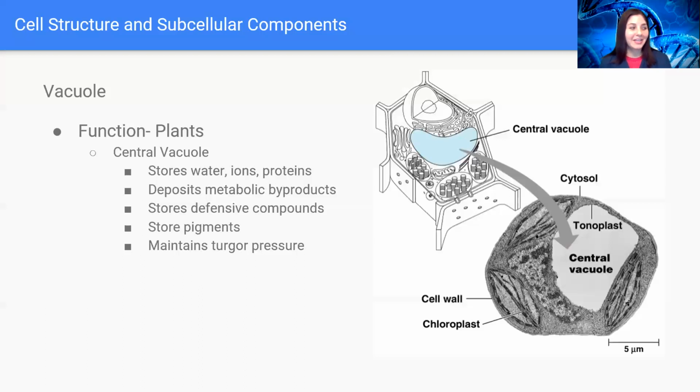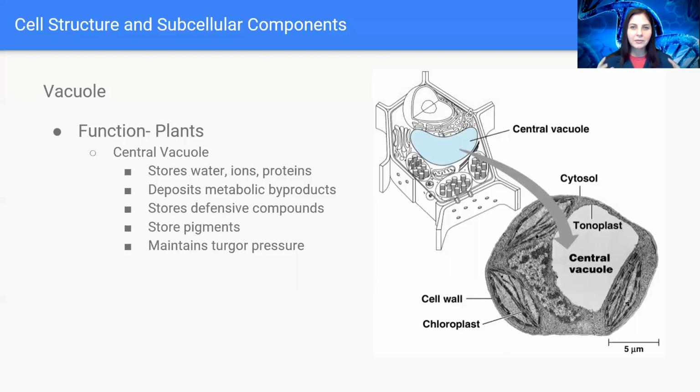Now, when we get to plants, like this guy right here, as you can tell, I like playing with my stuffed cells. So in plants, vacuoles function as a central vacuole, and they store water, ions, different types of proteins, deposits from metabolic byproducts, and they can also store defensive compounds. Yes, plants have defensive compounds as well. They also store pigments, and they help to maintain turgor pressure.